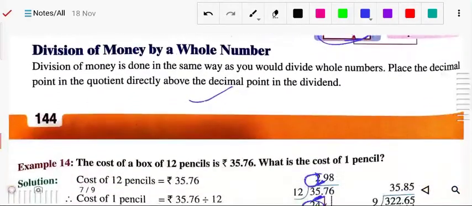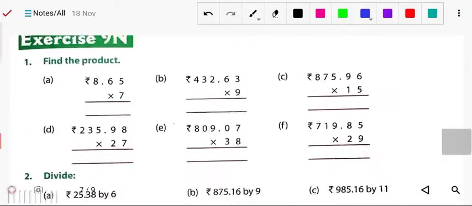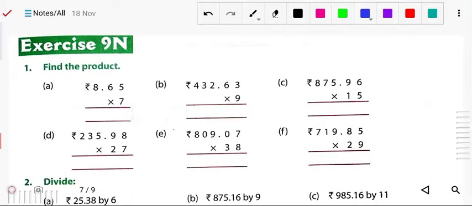Simply you have to follow it: division of money is done in the same way as you divide whole numbers. Place the decimal point in the quotient directly above the decimal point in the dividend. Okay, so let's solve exercise 9. And here is the first question.